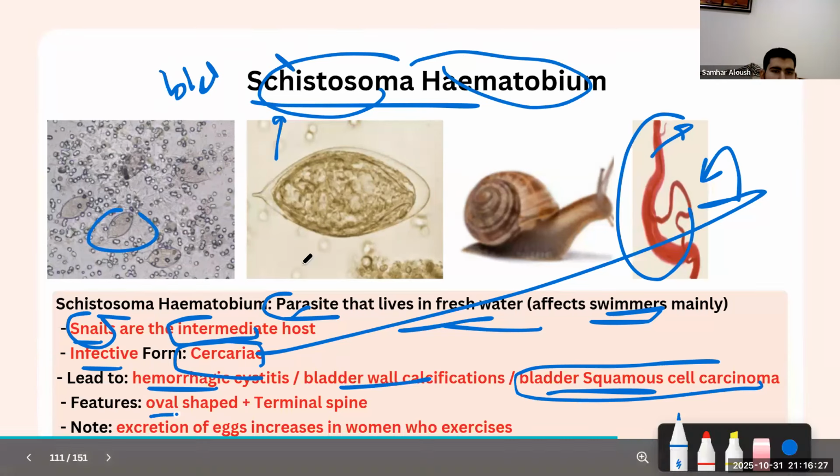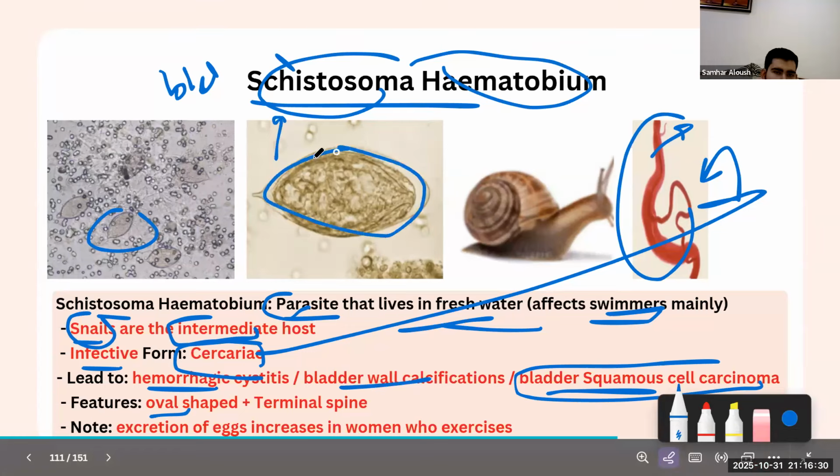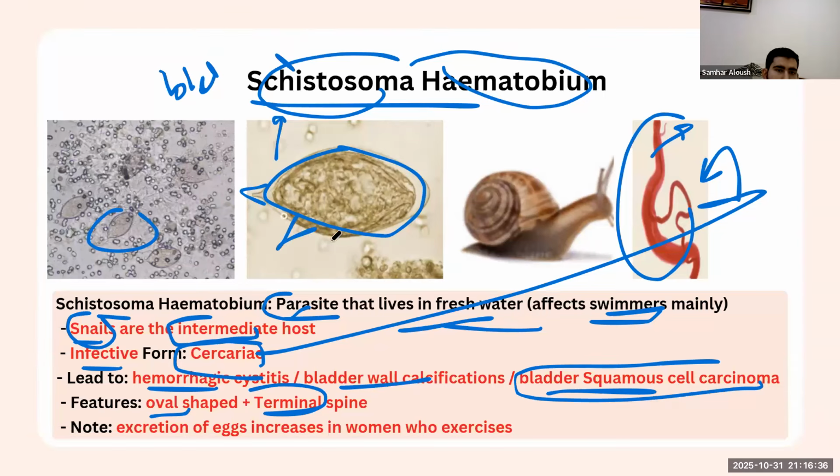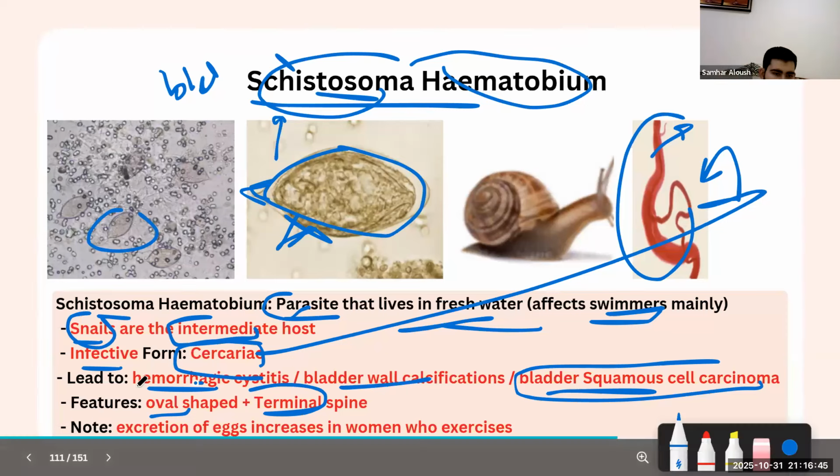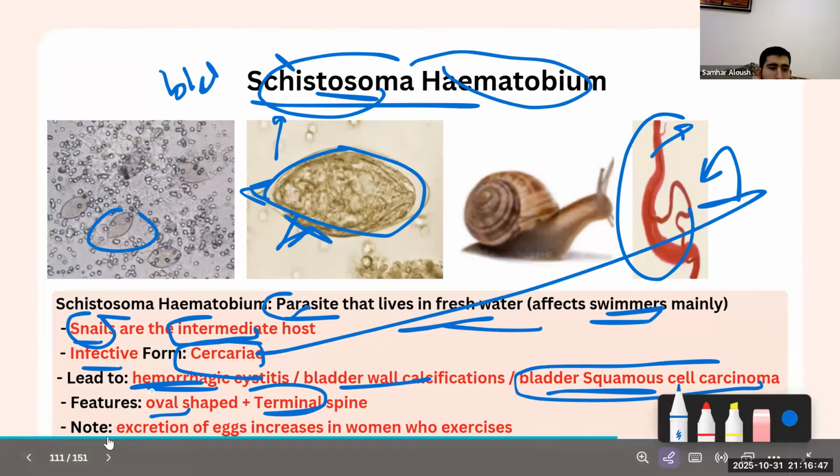What are its features? It's oval shaped, as you can see, it's like an egg. And it has a terminal spine. So the spine is at the end because other types have a spine here or don't have a spine. But no, schistosoma hematobium has a spine in the end. Just imagine it like the spine pierces the bladder and causes it to be hemorrhagic. Okay, which is hemorrhagic cystitis.